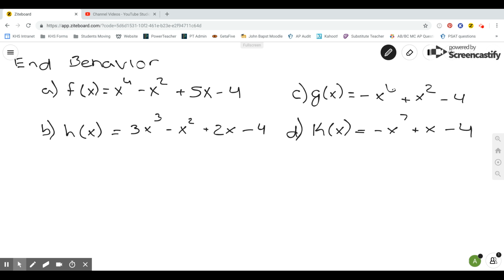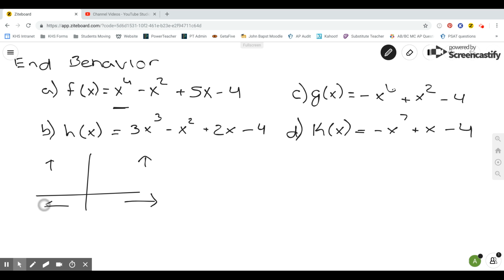So let's start with even degrees of your leading term. In A, we're talking about x to the fourth. That's your largest degree, it's your leading term, and it's even. So if you have an even degree for your leading term, then your function is going to be doing something like this as x goes out to negative infinity. Let's put some axes on here. And also going up to positive infinity when x goes out to infinity.